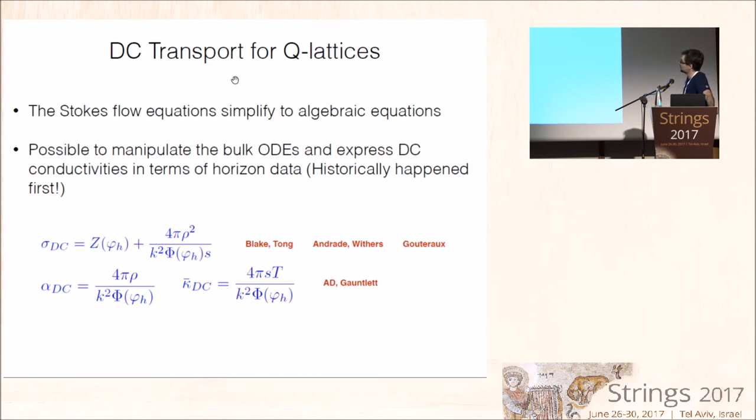So if I write the explicit formula for the transport coefficients, then they are all expressed in terms of horizon data. So this phi_h is the value of this scalar that I had in my action exactly on the horizon. Rho is the charge density of the system, and s is the entropy density of the system.